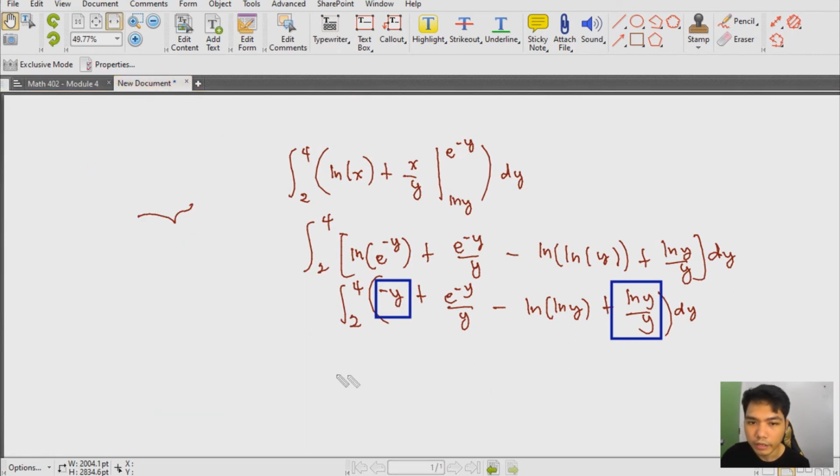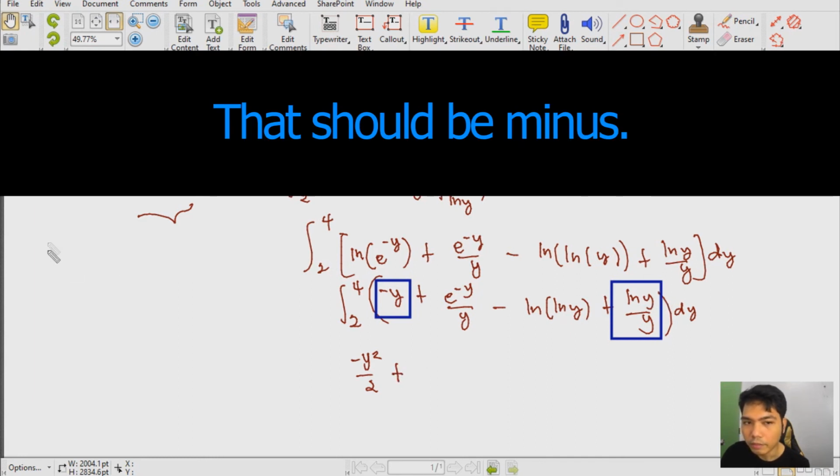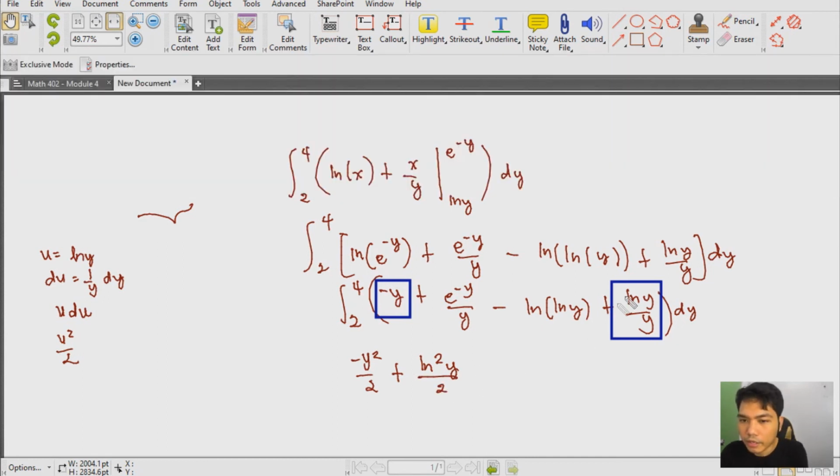So meron tayong negative y squared over 2, and then iwan natin to, tsaka itong dalawa, skip tayo dito. So plus, ano ba to magiging, di ba, if let u equal to ln y. So if we let u equal to ln of y, du would be equal to 1 over y dy. So therefore, this expression is actually u du. So therefore, that is u squared over 2, which gives us ln squared y over 2. Okay, so that is the indefinite integral for this case.